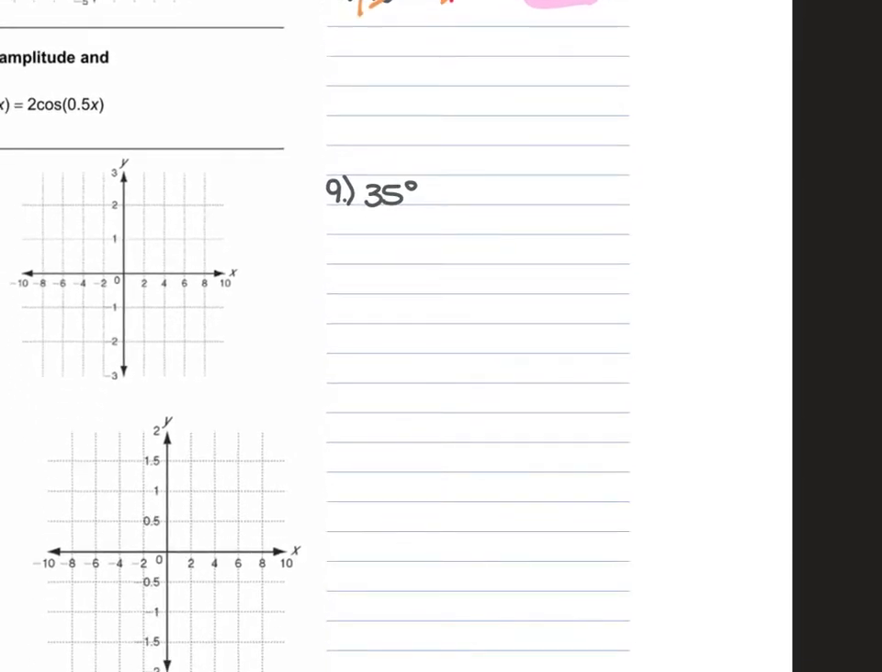For 9, we're given 35 degrees. We're going to put this over 1, multiply it by pi over 180. The 35 and the 180 are both divisible by 5, so the 35 is going to turn into a 7, and the 180 turns into a 36. So this is just 7 pi over 36.